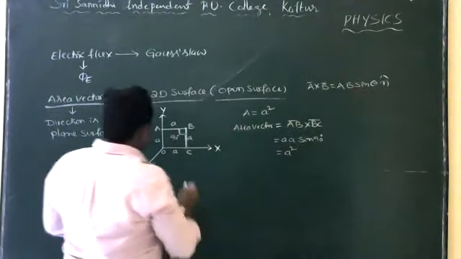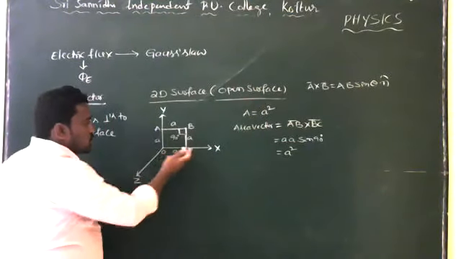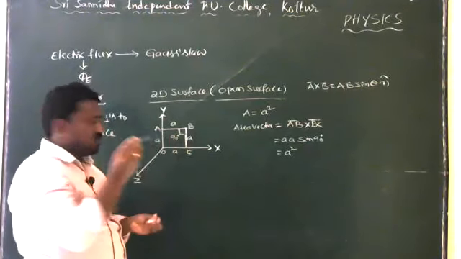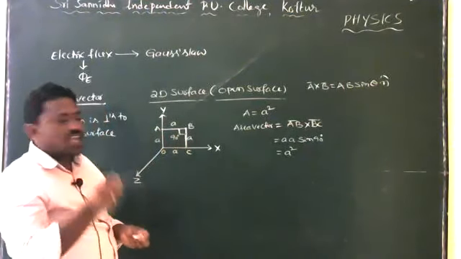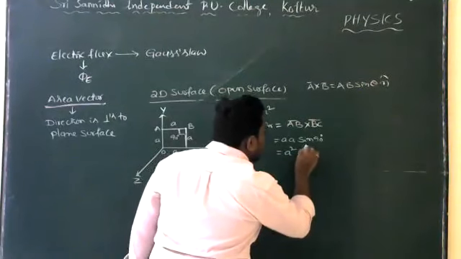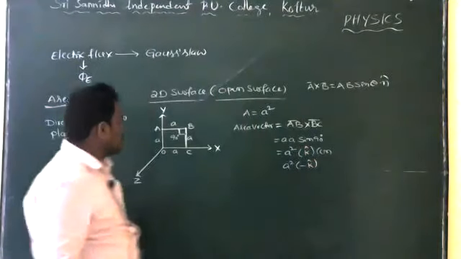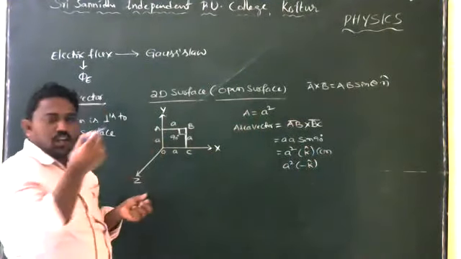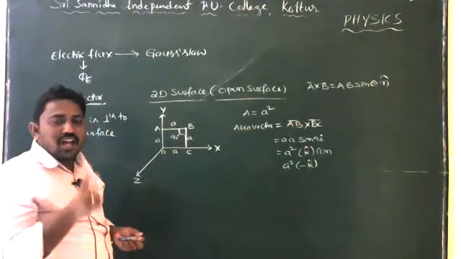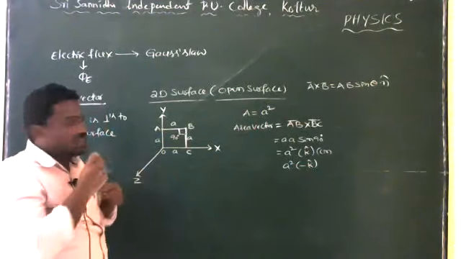Here the area vector is perpendicular to the plane of the paper. This is the xy plane, with only a square there. Perpendicular to the plane of the paper means in this direction, so this direction represents the area vector. This is the z direction, which is k cap. So the area vector is A square k cap or A square minus k cap. The area direction can be the outward or the inward side. For 2D surfaces both are correct. This is very, very important.